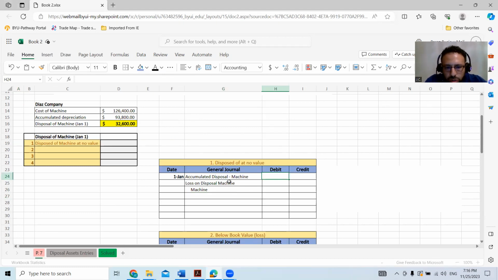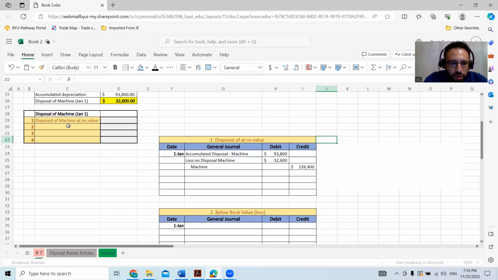So what we know is that the accumulated disposal is 93,800. And the machine we know it's 126,400. And so what was lost is the difference between these two. And we have that here. Just need to do this. And that's it. That's all we need to do.